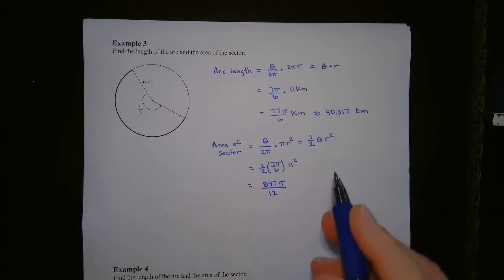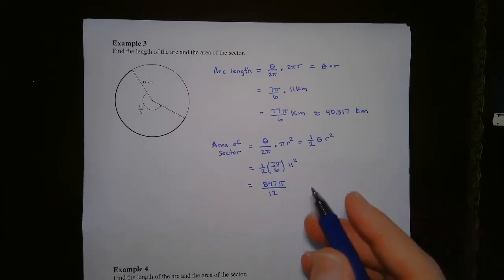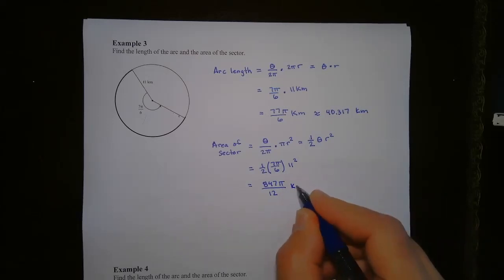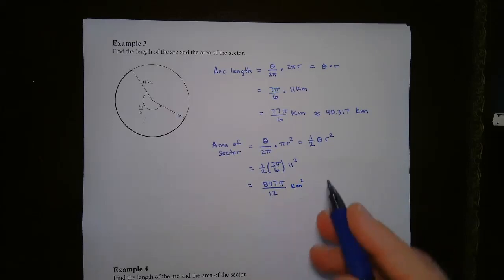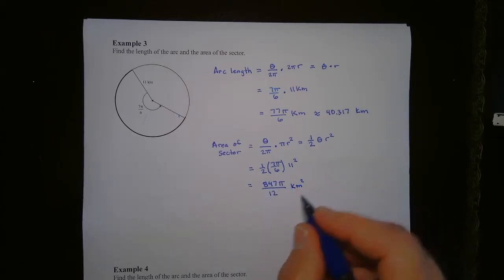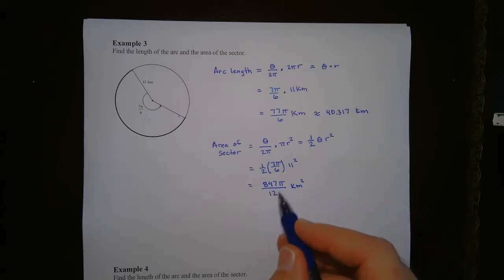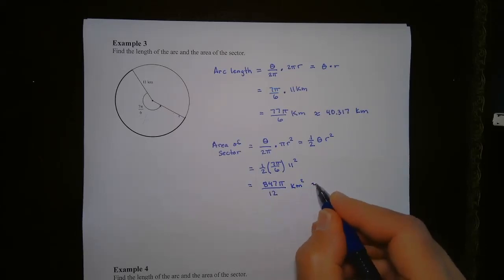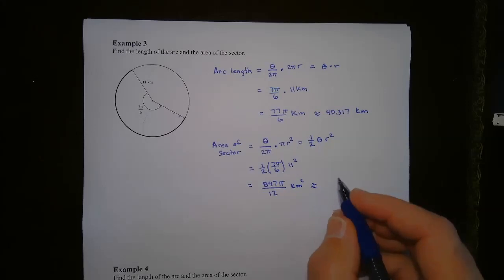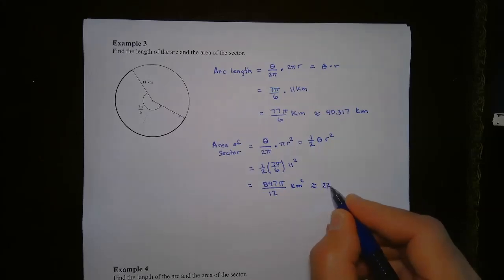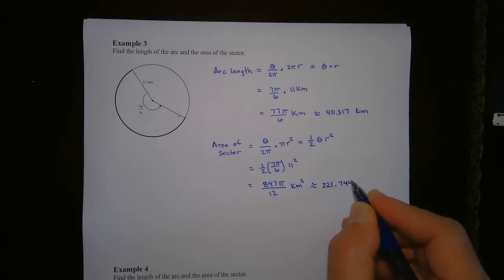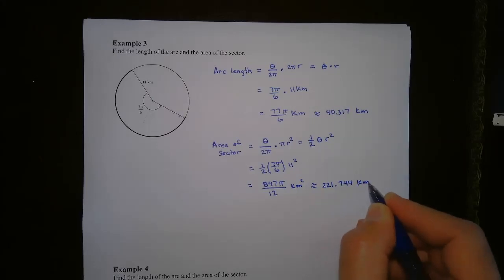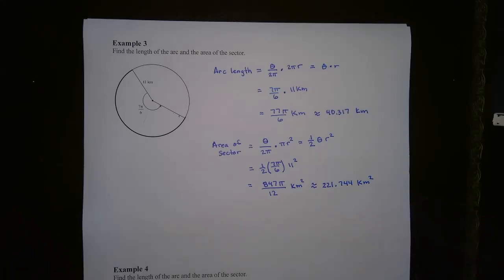And the units on this would be square units, so this would be kilometers squared. Now this is the exact area. We would put this into our calculator and just type in 847 pi divided by 12. And that would give me a decimal approximation of 221.744 kilometers squared. And that's it for example number 3.